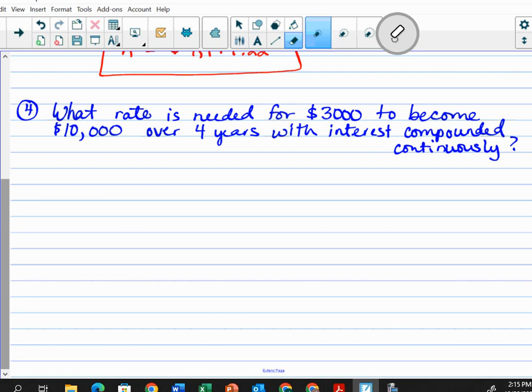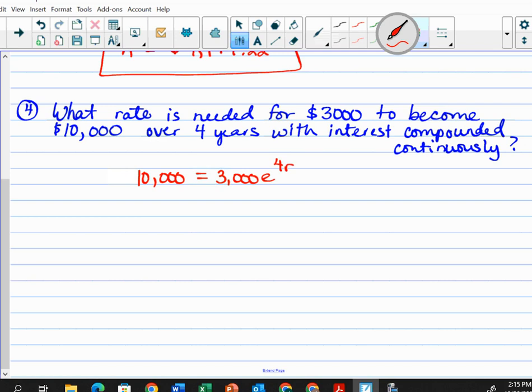All right, guys, so write your setup, and then we'll walk through this together. So what's my equation that I start with? 10,000 equals 3,000 e to the 4r. Good. Okay, what's your first step? Divide by 3,000. So I get 10/3 equals e to the 4r.